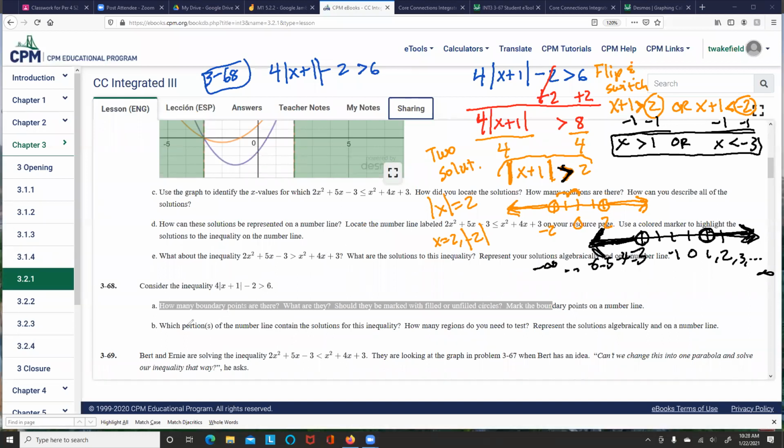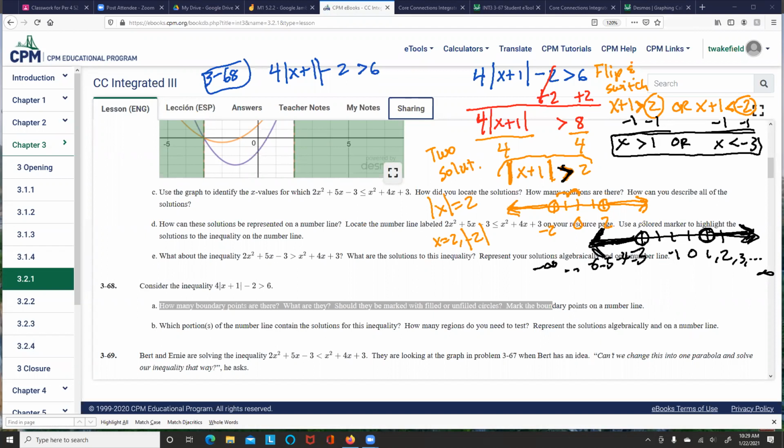Which portions of the line contain the solutions for this inequality? Which portions of the number line? How many regions do you need to test? Represent the solutions algebraically and on a number line. So algebraically, this is the answer. On a number line is this. It says we need to test this.